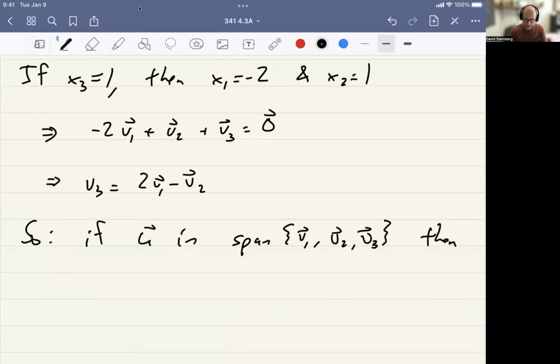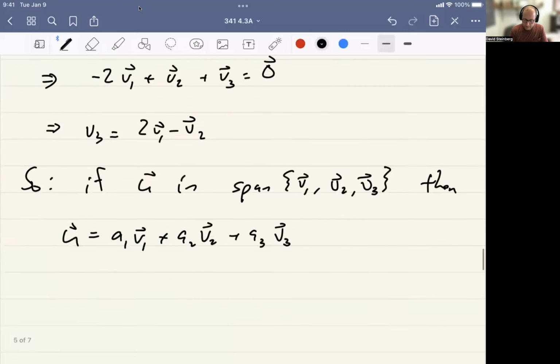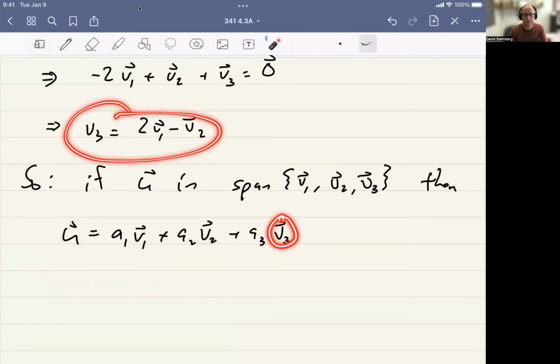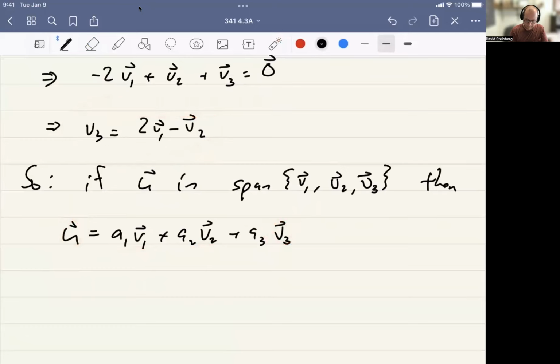then all we can say for sure is that u is some combination, a1 v1 plus a2 v2 plus a3 v3. What we'd like is actually u to be some combination of just v1 and v2. And what we're going to do is just replace v3 by 2v1 minus v2. This is a1 v1 plus a2 v2 plus a3 times 2v1 minus v2.